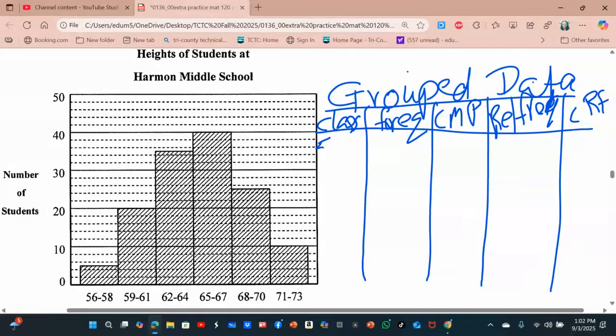From 56 to 58, this is the first class. How many students are in this class? We can eyeball this and see that there are 5 students here, so the frequency, the number of students in that bar, is 5. The second class of this data is 59 to 61. The number of students is 20, so the frequency is 20.